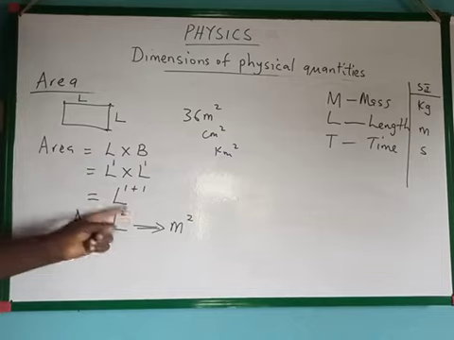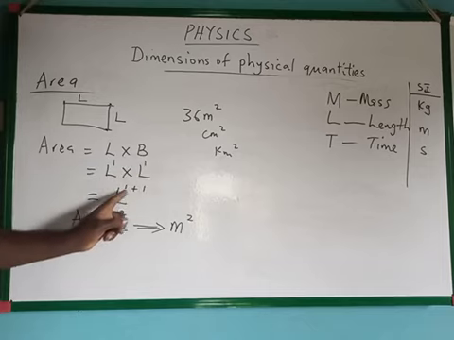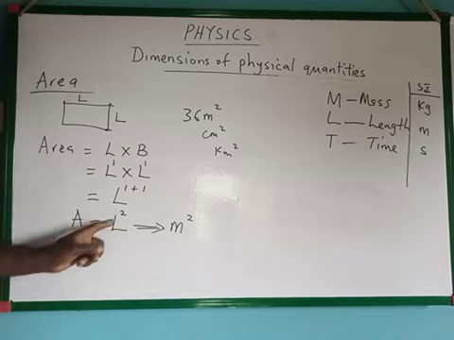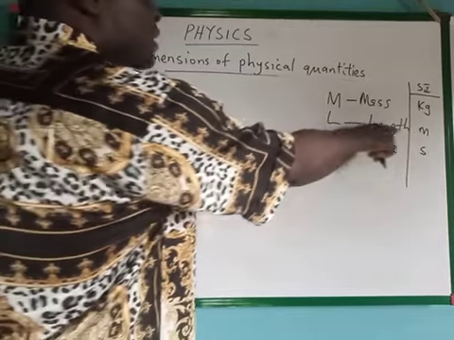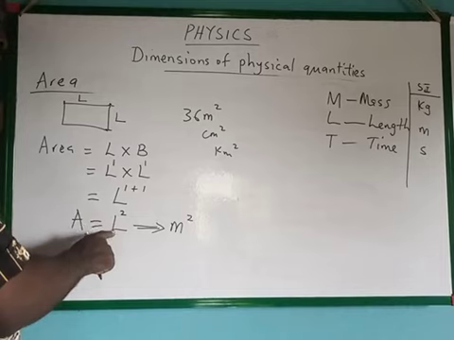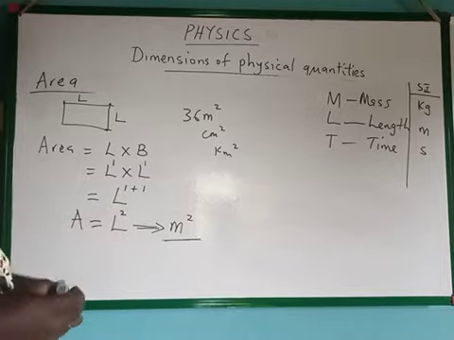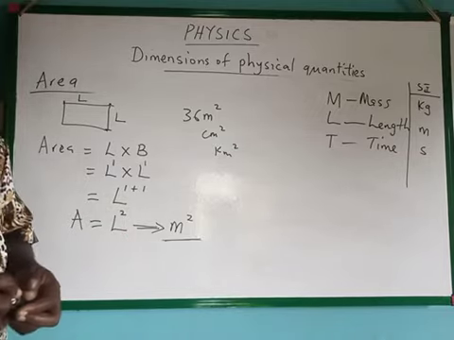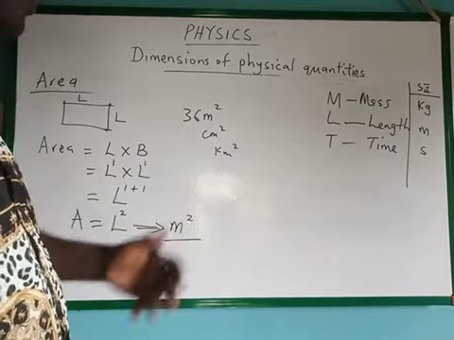This is a product law in the law of indices. Pick one, then add their powers or add their indices together, and you have L raised to power 2. If we look at the length, we have the SI unit of length being meters. And if that one is true, then it's going to be meter square. And that is why you have meter square as the SI unit of what? Of area. Thank you. So let us look at the other one that has to do with volume.